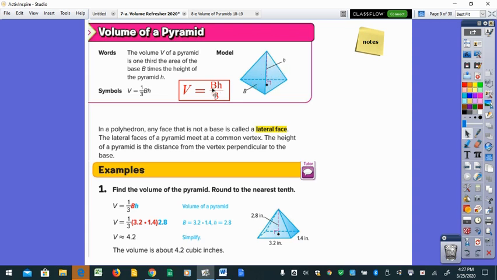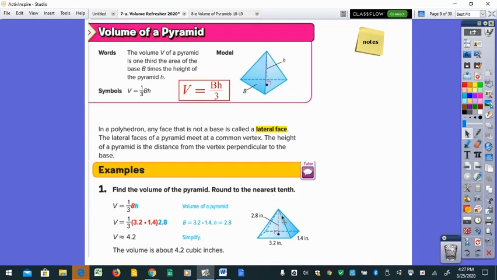So we're going to take the base area times the height of the pyramid, and we're going to divide it by 3. Your book likes to do this multiply by 1/3. Multiplying by 1/3 is the same thing as dividing by 3. It's easier in the calculator to think of it this way. Again, this was in the 7th grade book.